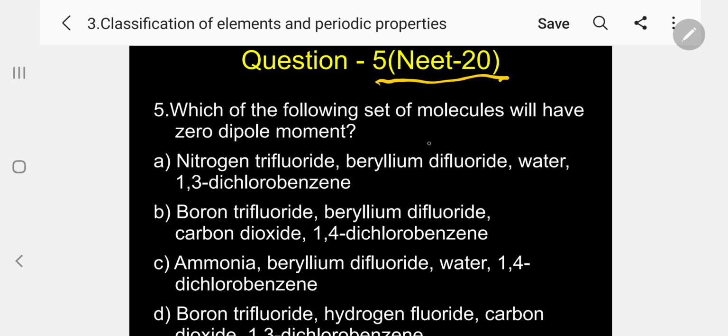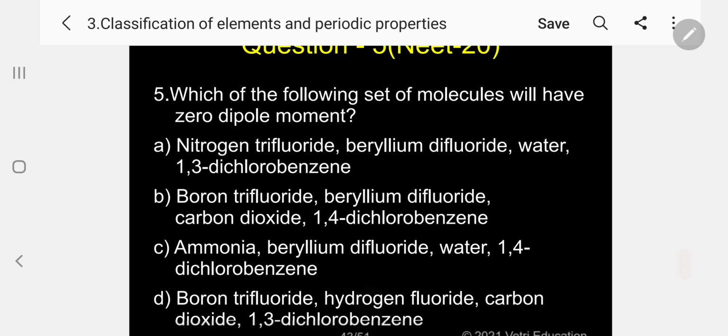Which of the following set of molecules will have zero dipole moment? Please follow. So, zero dipole moment. What you must know is what a dipole moment is, and then what type of molecule will have zero dipole moment. Let me explain. Kindly follow the theory, do not worry.